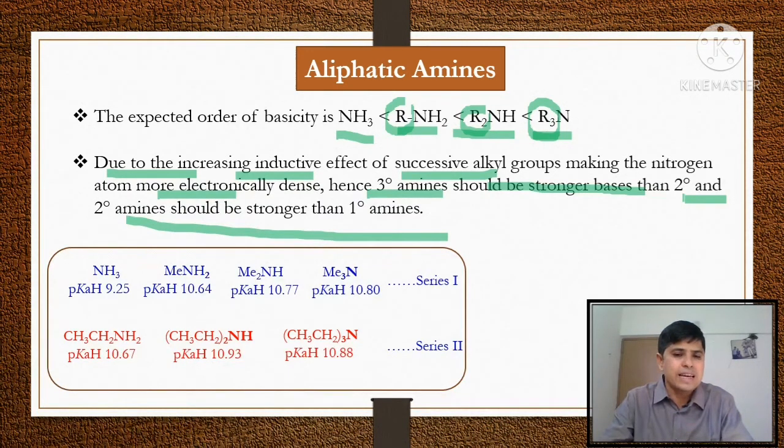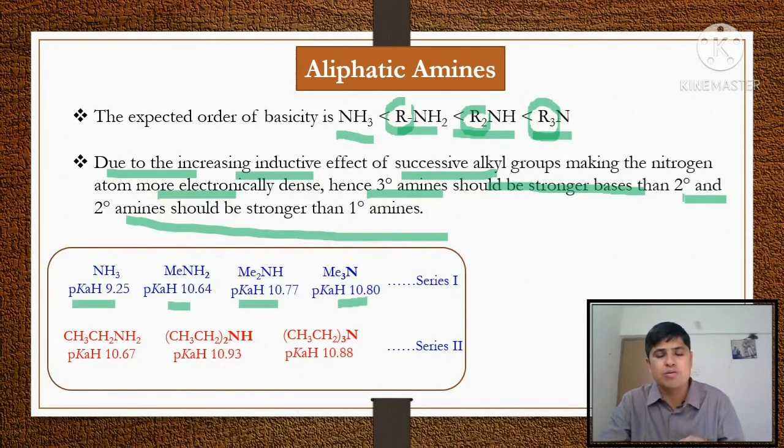So see here, this is the series. First series, the blue series, the methylamine series, with ammonia. Methylamine has pKaH 10.64, ammonia has pKaH 9.25, dimethylamine has pKaH 10.77, while trimethylamine has pKaH 10.80. As we discussed in the last slide, the higher the pKaH value, the stronger the base. So trimethylamine is a stronger base than dimethylamine, dimethylamine is stronger than methylamine, and methylamine is stronger than ammonia.